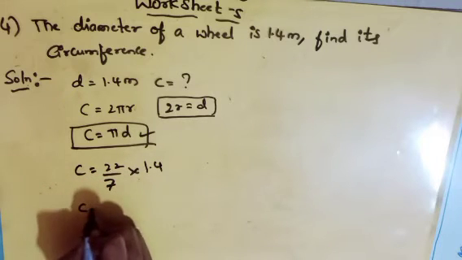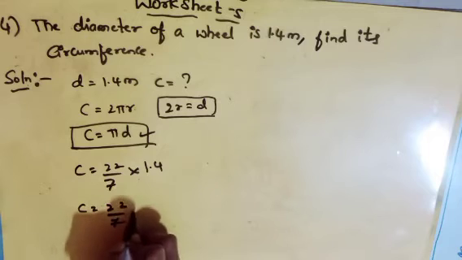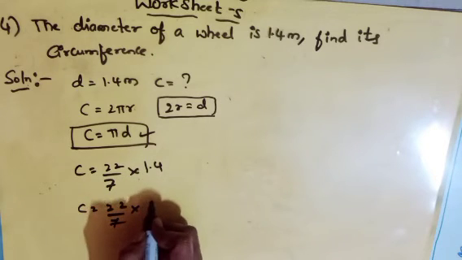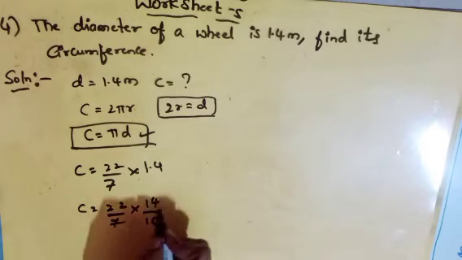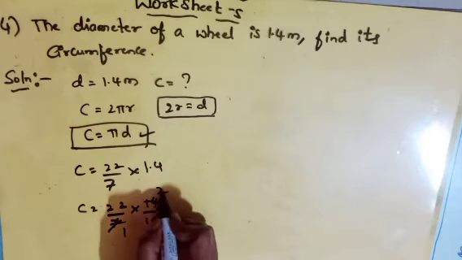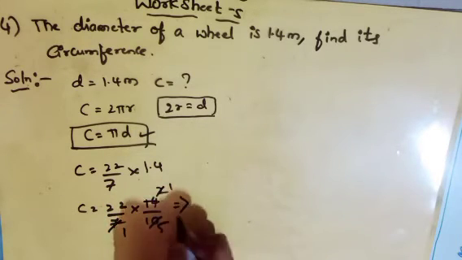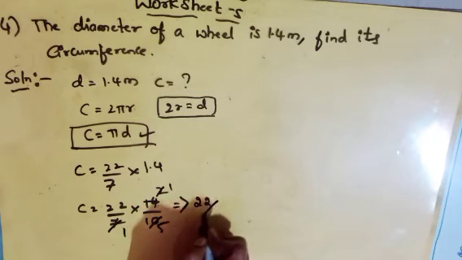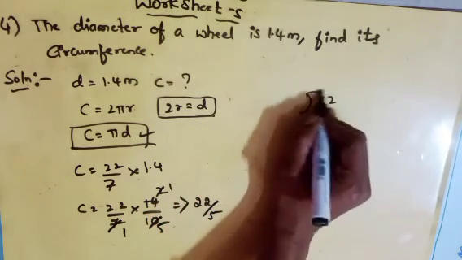Next C equals 22/7 into 1.4, which can be written as 14/10. So let us cancel it. 7 2s are 14, 2 1s are 2, 2 5s are 10. So what will we get here? That is 22/5. Let us divide. So let us see what value we get.